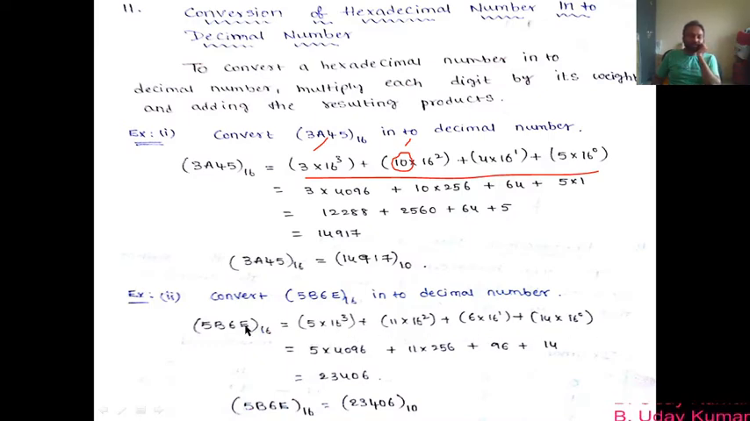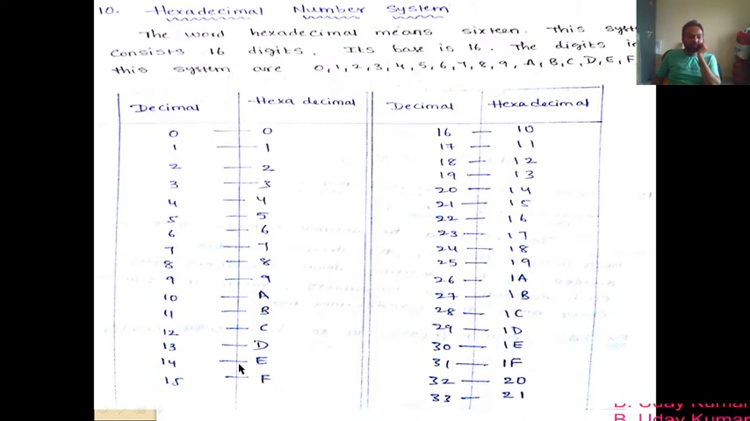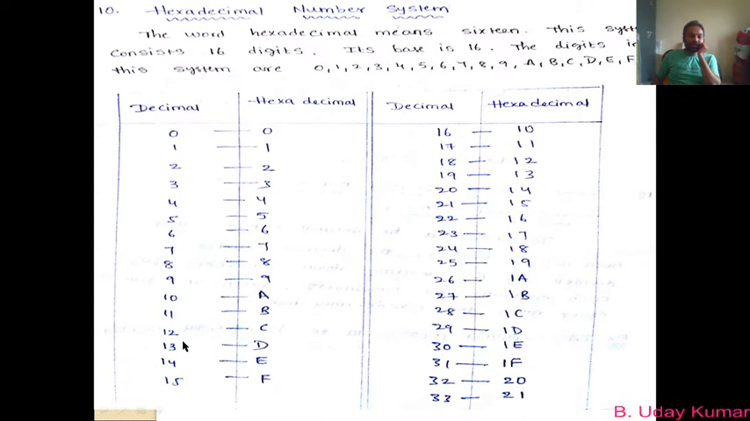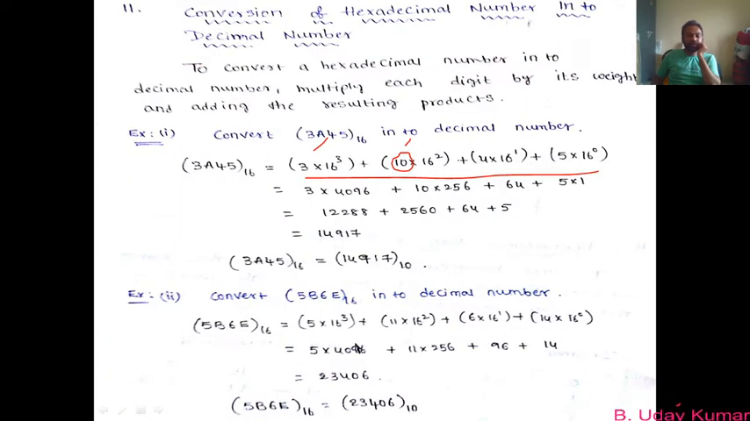So now C is nothing but 12. I hope you remember. So C is equivalent to how much? 12. So in place of C we are directly writing 12 here. So 12 into 16 power 0, and this is 6, right? 6 into 16 power 1. And what is B? The value of B in the decimal number system is equal to 11. Hence in place of B we are writing 11 here. So 11 into 16 power 2 and 5 into 16 cube.